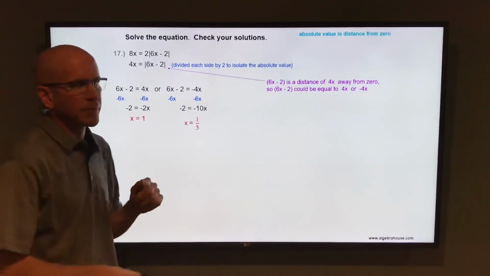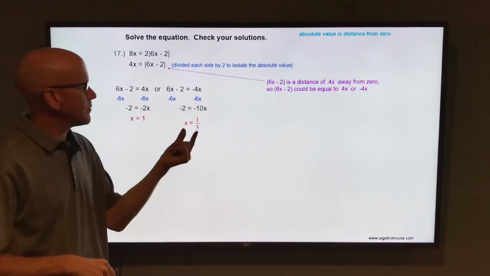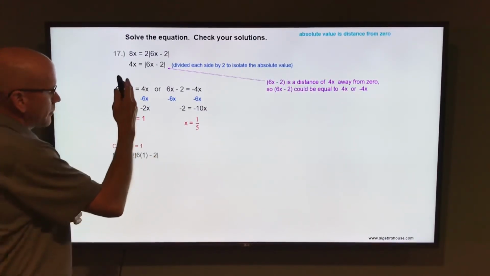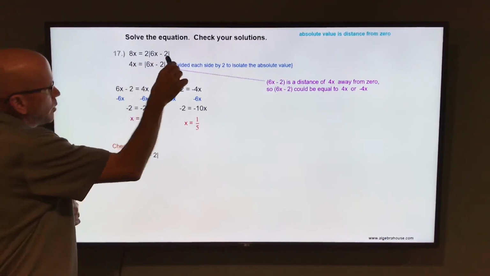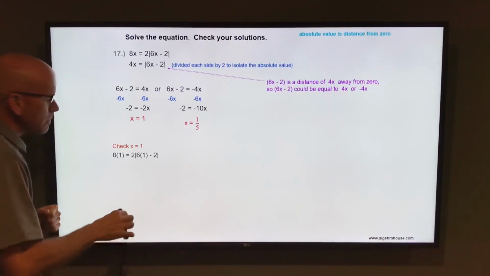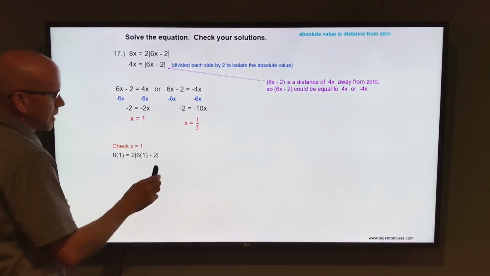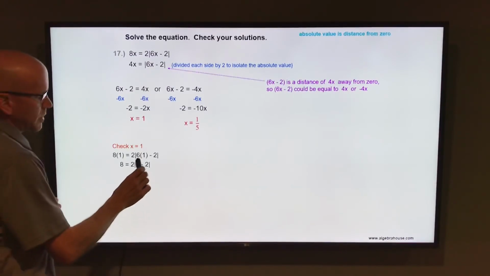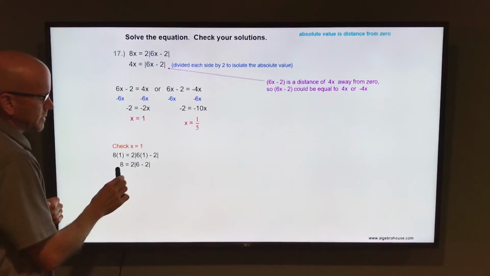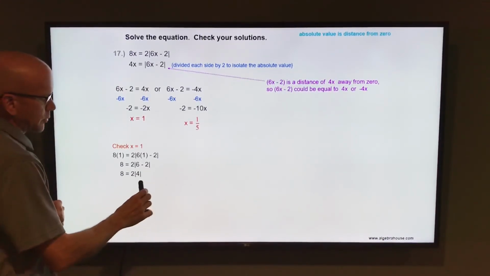That does not mean that those are solutions. One or both of those may be extraneous. So if we substitute those back in, starting with the 1, if we put 1 back in for x, go back to the original equation, replace every x in that original equation with 1. We have 8 times 1 equals 2 times the absolute value of 6 times 1 minus 2. That's 6 times 1 inside the absolute value sign, that becomes 6. 8 times 1 on the left side, that's 8. 6 minus 2 inside the absolute value sign is 4.